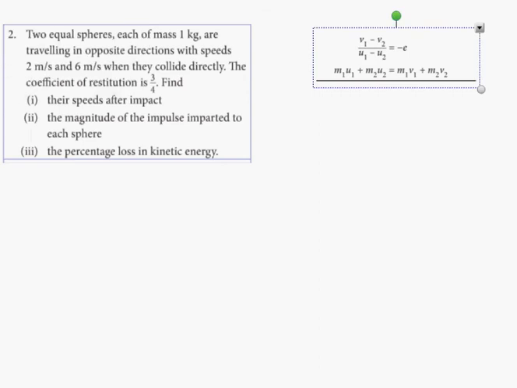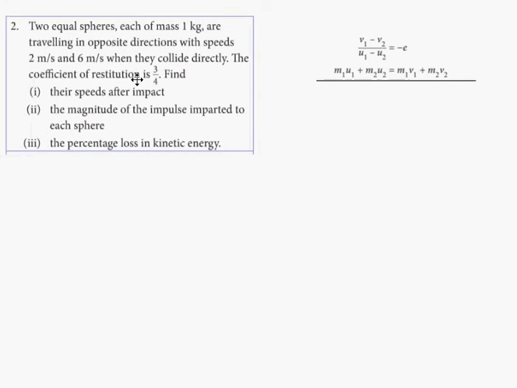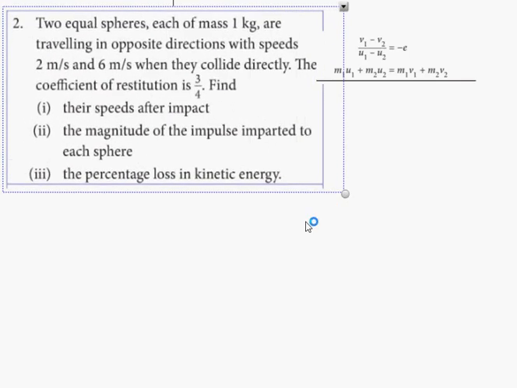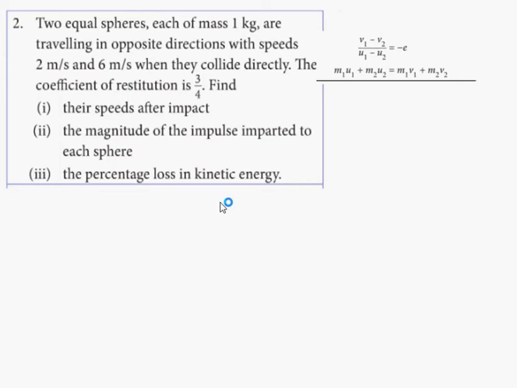What we have here is two equal spheres, each of mass 1 kilogram, travelling in opposite directions with speeds of 2 meters per second and 6 meters per second when they collide directly. The coefficient of restitution is 3/4. Find their speeds after impact.